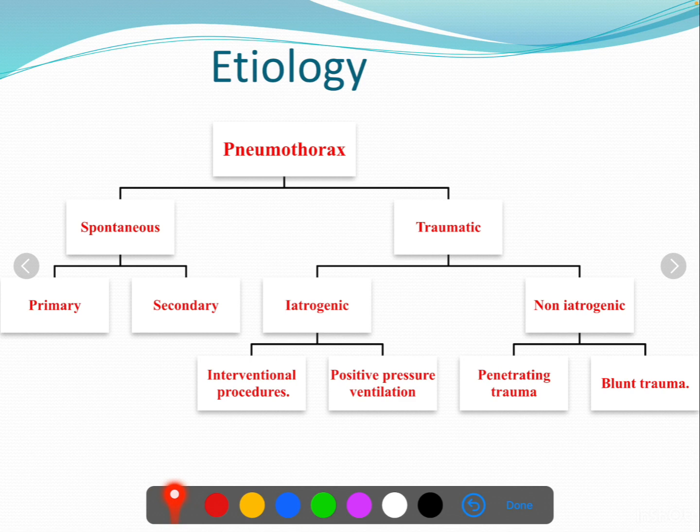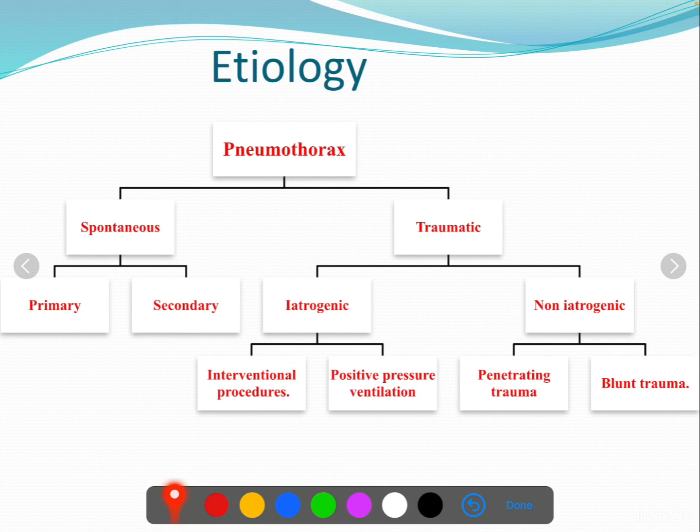What is the etiology of pneumothorax? According to the etiology, pneumothorax can be classified into spontaneous pneumothorax and traumatic pneumothorax. Spontaneous pneumothorax can further be divided into primary and secondary pneumothorax. Primary pneumothorax is due to an unknown cause, and secondary pneumothorax is because of underlying lung disease. Then comes traumatic pneumothorax. It could be iatrogenic or non-iatrogenic. Iatrogenic means we have induced it.